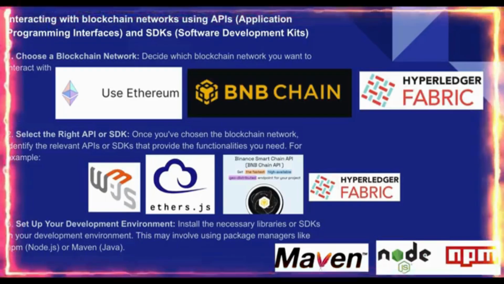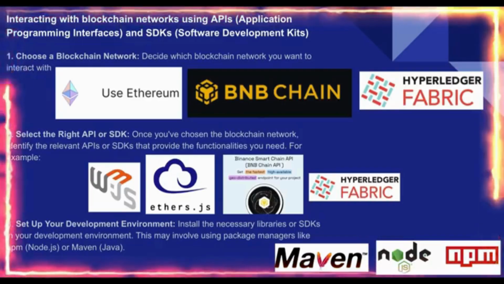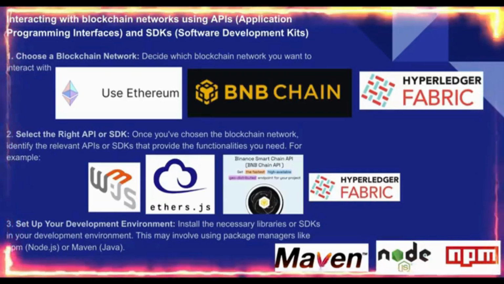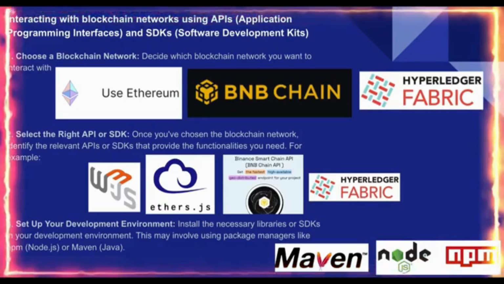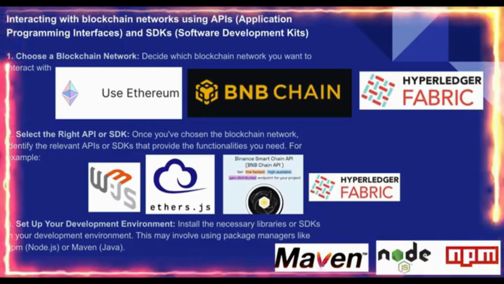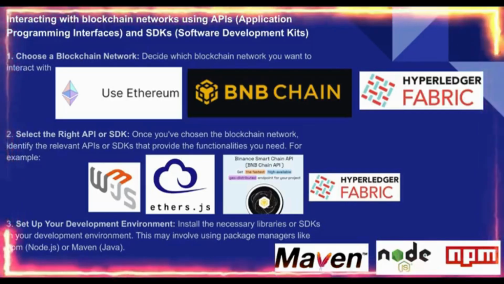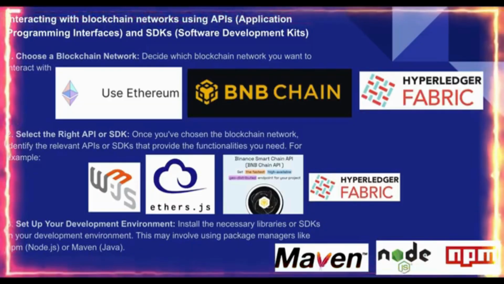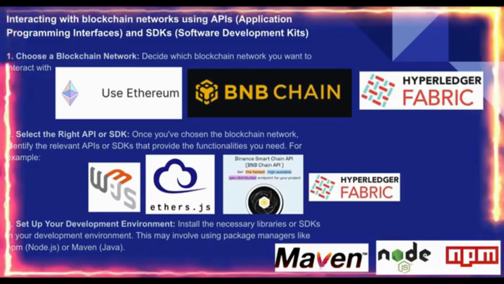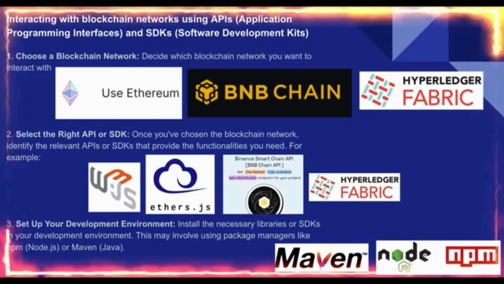Number 2. Select the right API or SDK. Once you have chosen the blockchain network, identify the relevant APIs or SDKs that provide the functionality you need. For example, Web3.js, a JavaScript library for interacting with Ethereum and Ethereum-compatible blockchains. Ethers.js, another JavaScript library focused on Ethereum interactions. Binance Smart Chain API. Binance provides API documentation for interacting with their blockchain. Hyperledger Fabric SDKs. Hyperledger Fabric offers SDKs in various programming languages like Node.js, Java, and Go.